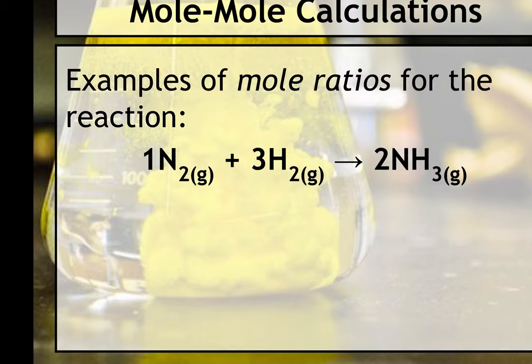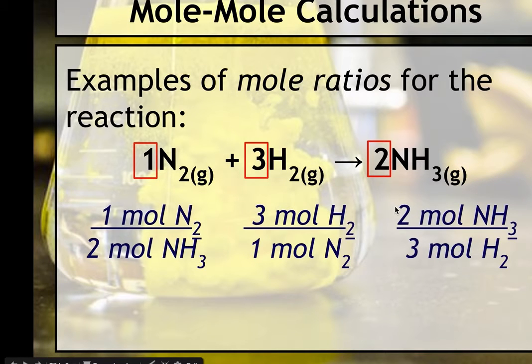So examples of mole ratios for this particular reaction we've been looking at would be the number of moles of nitrogen compared to the number of moles of hydrogen compared to the number of moles of NH3. We could also look at the number of moles of hydrogen it takes to produce 2 moles of NH3. So here's the relationships you get. The ratio of how many moles of nitrogen to the product, how many moles of hydrogen to the other reactant, and how many moles of the product to the hydrogen.